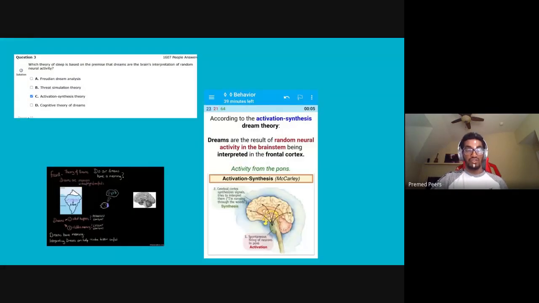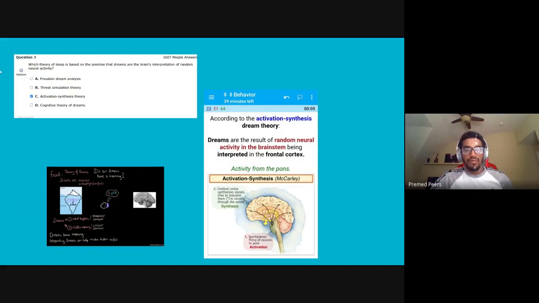So the answer to this one is C, activation synthesis theory. And for me, it's really a process of remembering or connecting the activation part being the random neural activity where our brain is just randomly being activated when we are asleep, and the synthesis part where our brain interprets this random activity and synthesizes it into something meaningful to us. So that's really the way I try to remember activation synthesis theory. Our brain is activated randomly and then synthesizes these random activations into something meaningful.